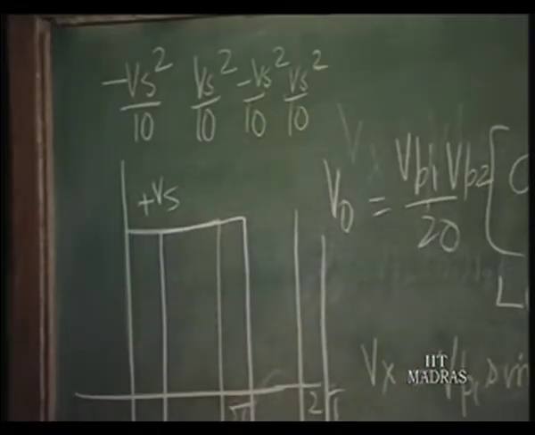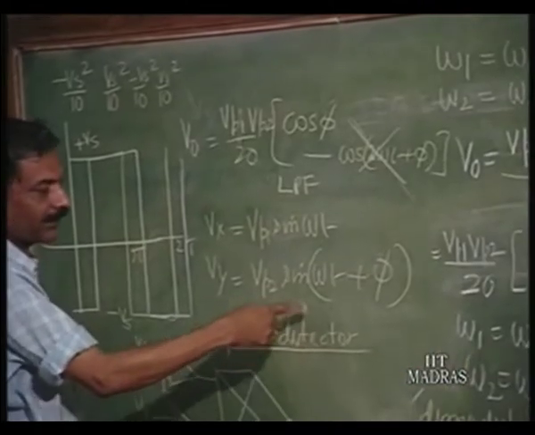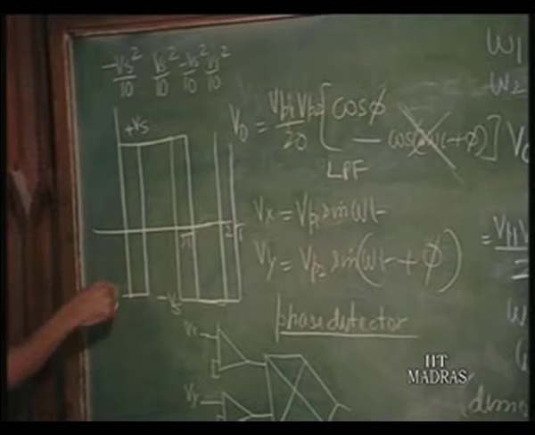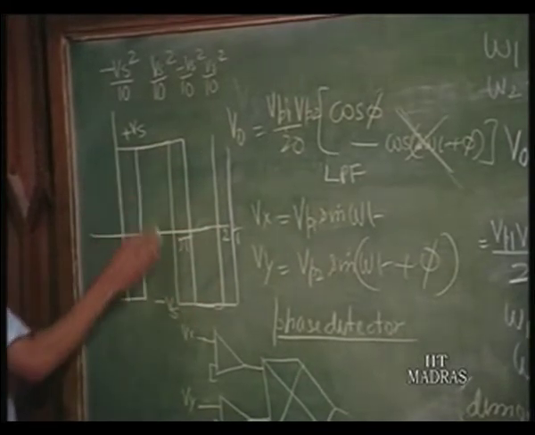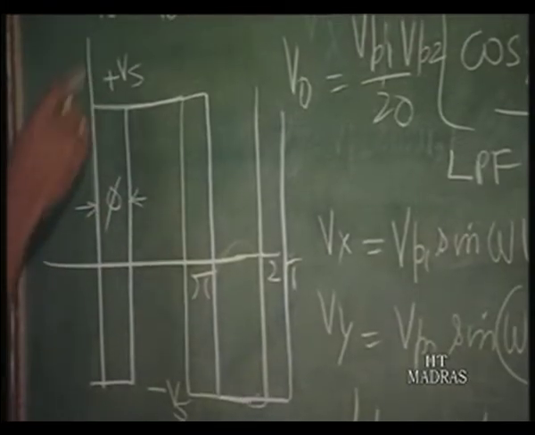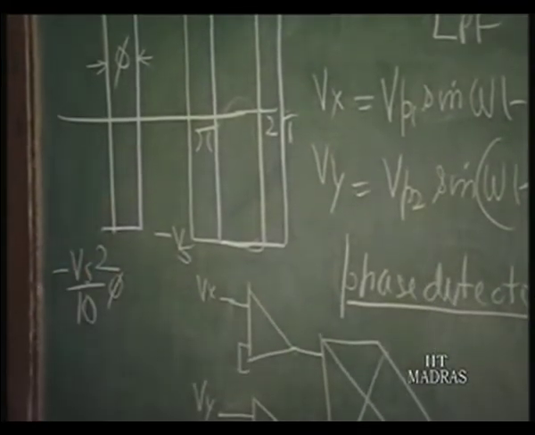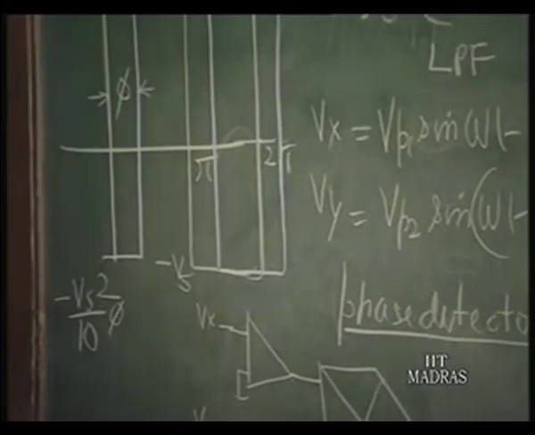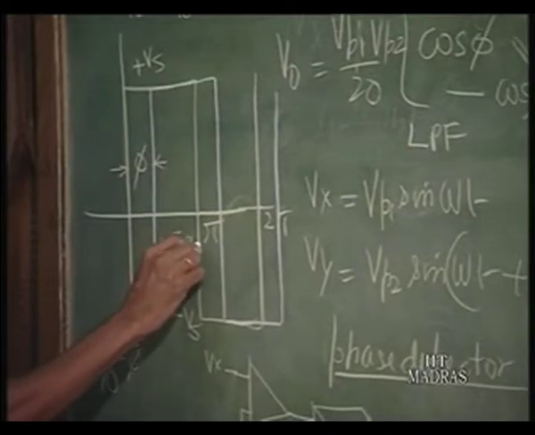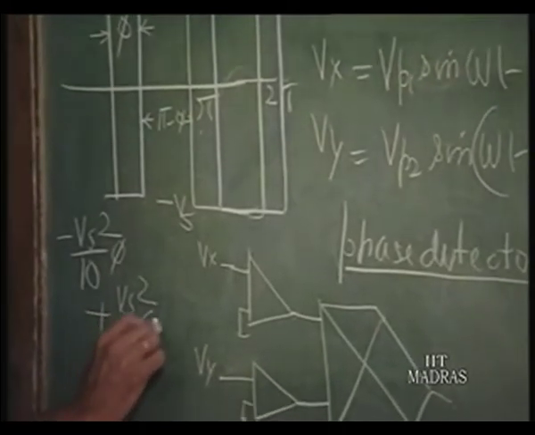So, in one cycle of this waveform, this goes through 2 cycles, that is what it says in this multiplication also. There is a 2 omega t component coming into the picture. Apart from that, if you evaluate the average of this, let us say this is phi, the average is going to be minus Vs squared by 10 into phi, and this period is pi minus phi, so plus Vs squared by 10 into pi minus phi.